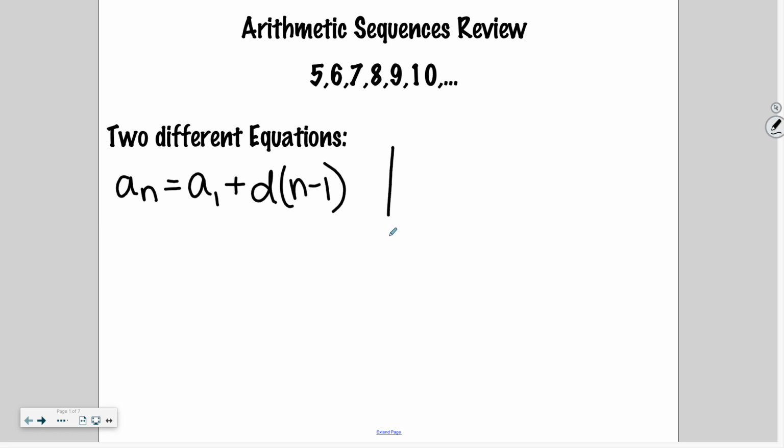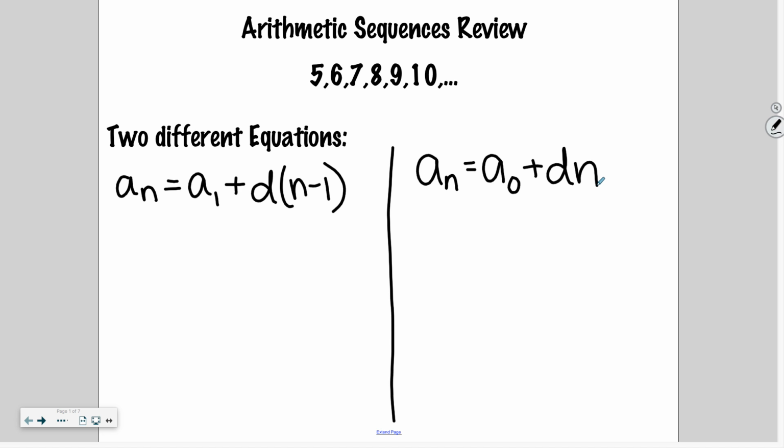Our other equation was AN equals A0 plus the difference with n. Both will get you the same answer. One's easier than the other, but this is the one on the left that they'll generally give you. Even though it's more work, you're smart enough to be able to work through it.